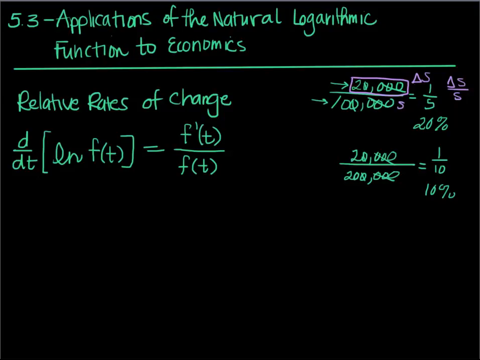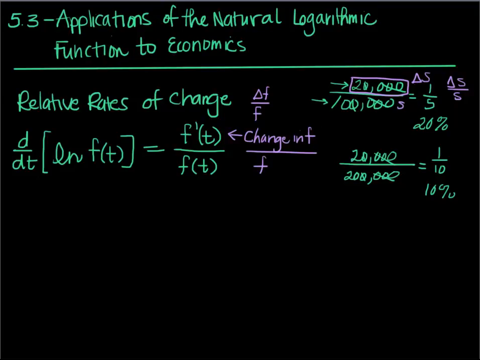So the reason that this is interesting for us, and the reason I talked about relative rates of change, is look at what I have here. What does the derivative give us? That's right, a change. This is the change in f with respect to time, divided by f itself at time t, which is just like what we have here. It's basically delta f, that's what the derivative gives us, over the function itself.